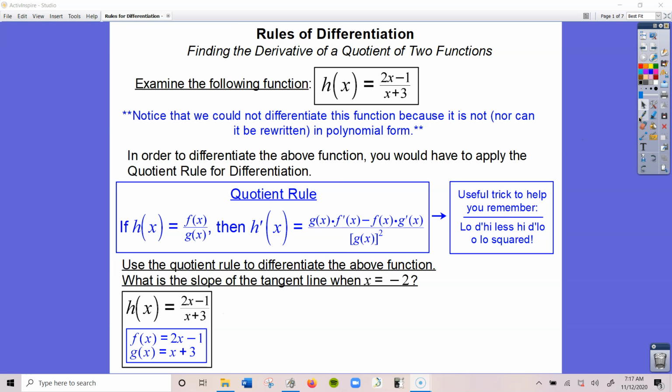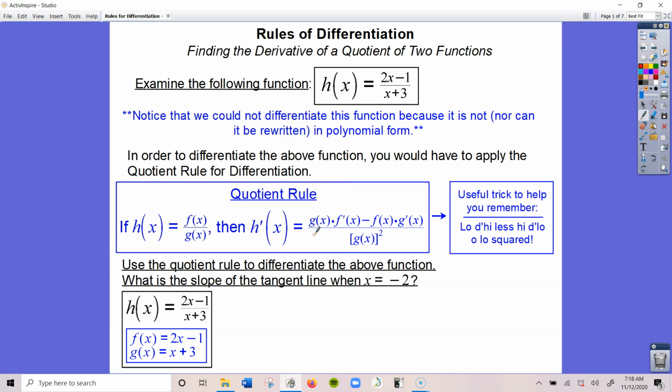Hey guys, today we're going to learn about the quotient rule. Now the quotient rule obviously we use when we have two functions that are being divided. So for example, here we have h of x is equal to (2x minus 1) over (x plus 3). This particular function cannot be rewritten in polynomial form, so we would have no choice but to use the quotient rule.